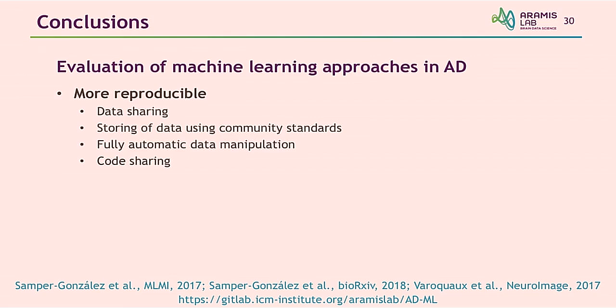And if you cannot share the data, or the data cannot be redistributed, then it's important to provide tools to automatically convert these public datasets into a community standard. It's more efficient and saves time compared to simply making the list of subjects available. It's also important to store data using community standards, for the reasons that I've mentioned, and for example because it's easier to share data. Then it's also important to fully automatically manipulate your data, and finally to share the code.